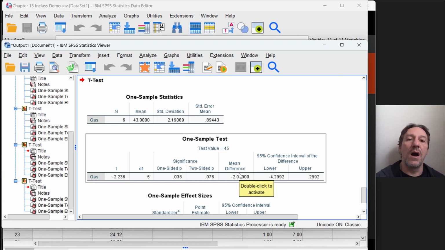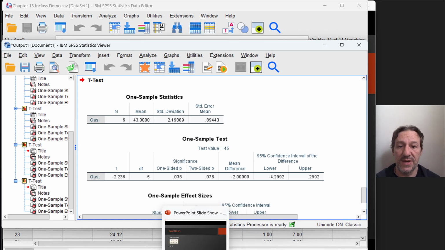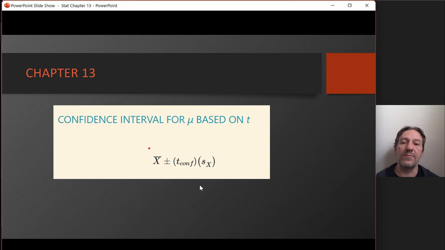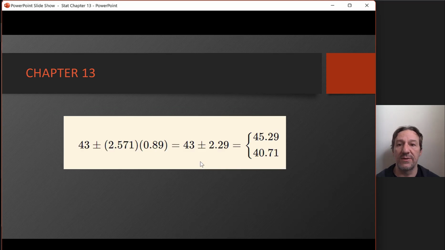On the confidence intervals, let me go back to the PowerPoint here and see what we have. Confidence intervals are a range of values that we're saying, within a degree of certainty, contain an unknown population characteristic, in this case, the mean. So we have a range of values and we're pretty sure the actual population mean is somewhere between these two numbers. How we get that is we take our sample mean plus or minus the t critical value times the standard error of the mean. So this is what that would look like.